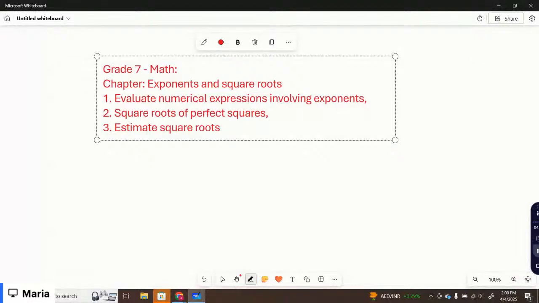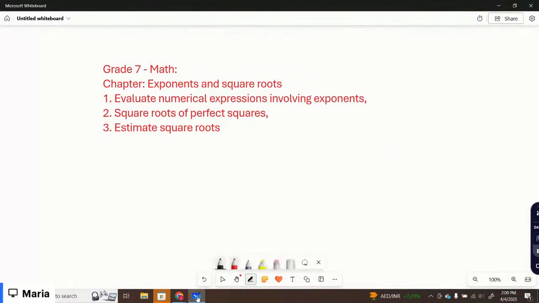We are here for grade 7 math. You can find all the lessons on students.com.